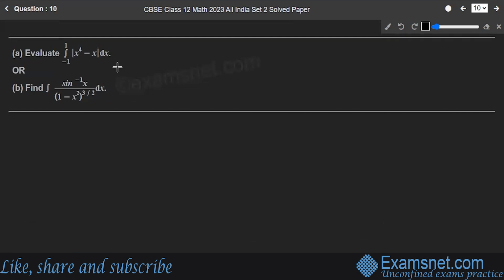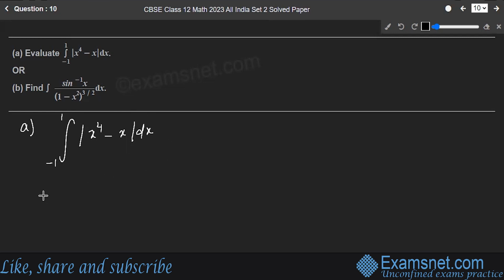This is a multiple choice. Actually, not the multiple choice. This question has a choice. You can evaluate either of the two questions. Let's go with the first one. A part, it is an integral problem. Limits -1 to 1, integral of modulus x raised to power 4 minus x dx is equal to.